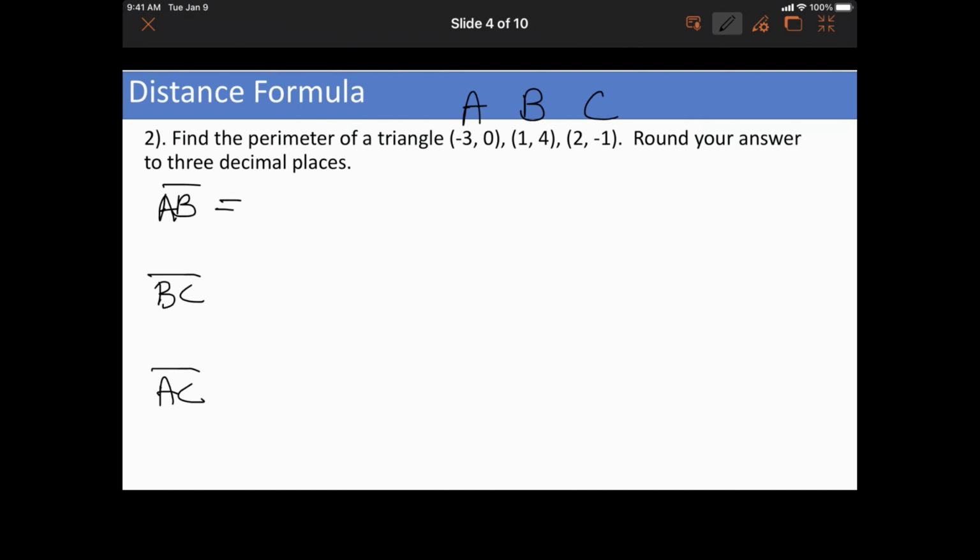If I had a quadrilateral with 4 points, I'd have to find 4 lengths, a pentagon, 5 lengths, and add them all together. So it's going to take a little bit.